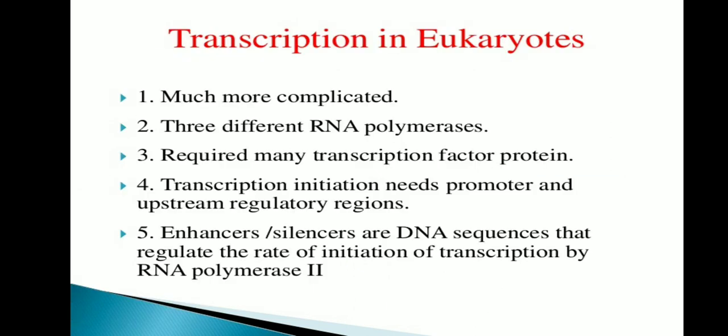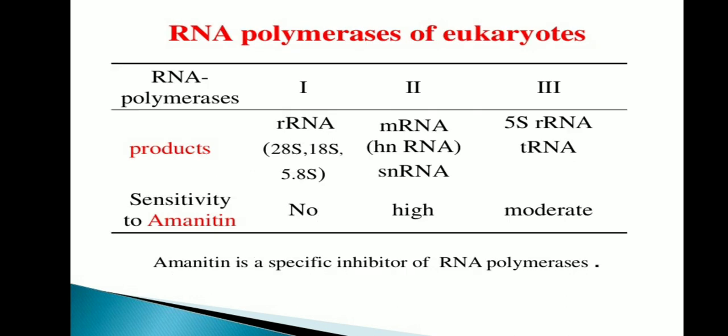Then we see transcription in eukaryotic systems. It is much more complicated. There are different RNA polymerases which require many transcription factor proteins, right? For transcription initiation, they need the promoter and upstream regulatory regions. There is an enhancer as well as a silencer also. These are the DNA sequences that regulate the rate of initiation of transcription by RNA polymerase II.